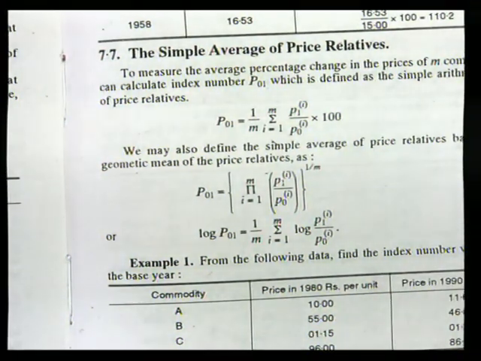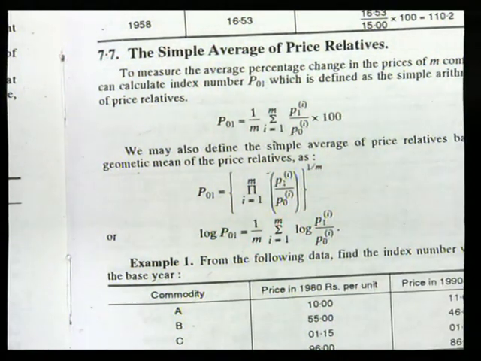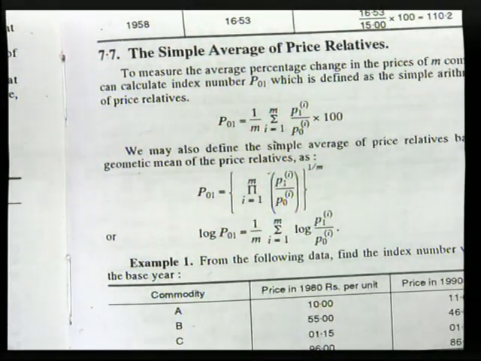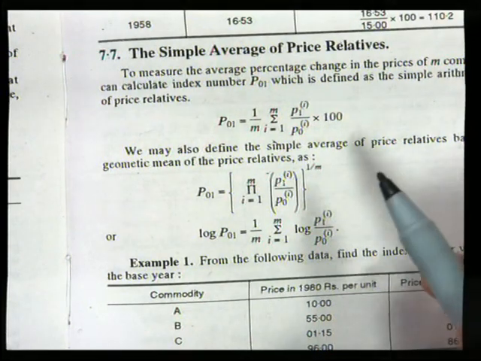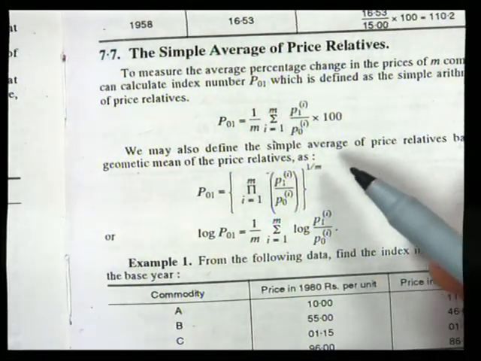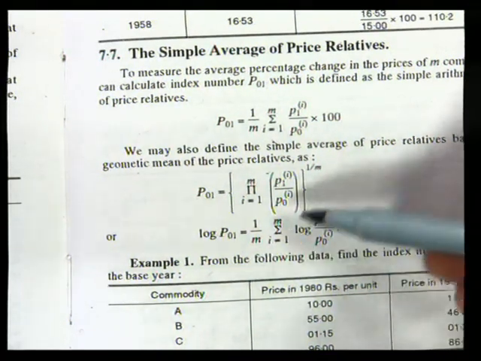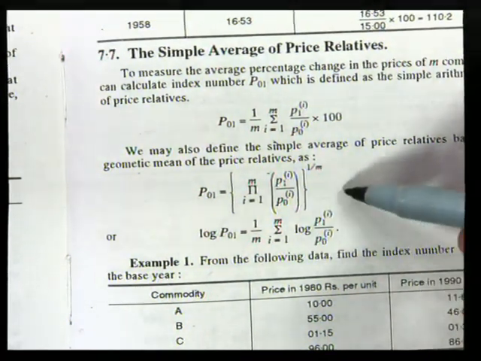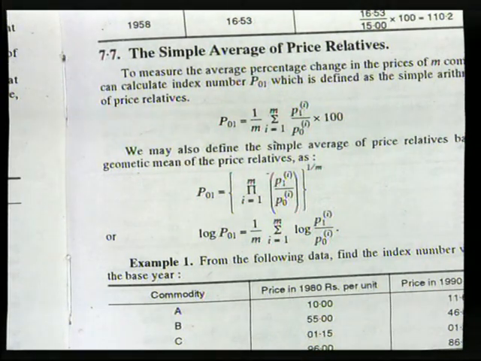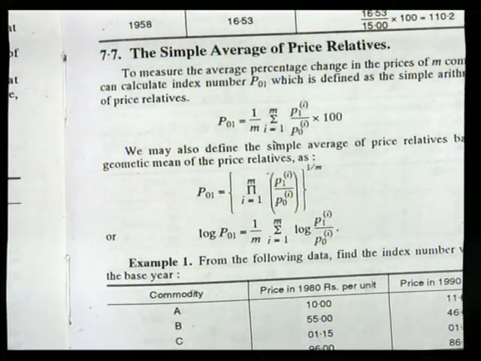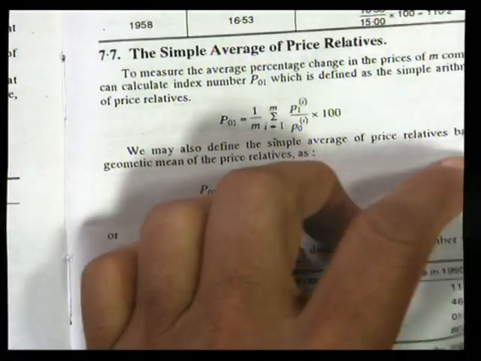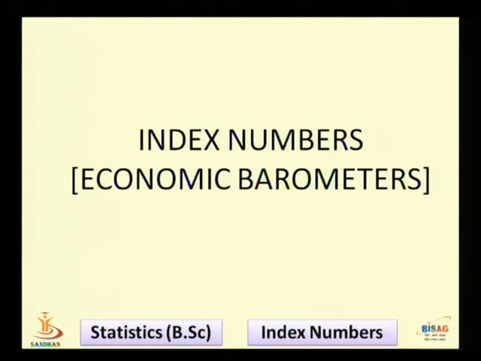We can find this by the mth root. Of course you know it, the mth root is the same as raised to 1 upon m, and by taking log on both the sides we get log of P01 is 1 upon m times sigma log P1i upon P0i, and it is easily found out. After completing this, we can have the third method.